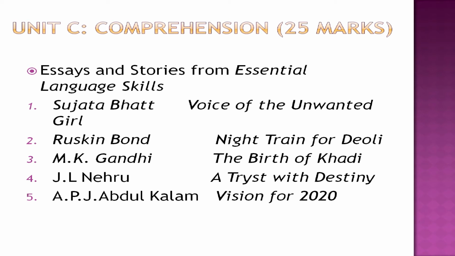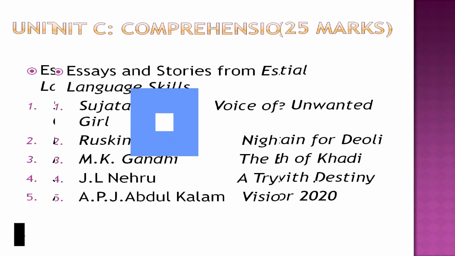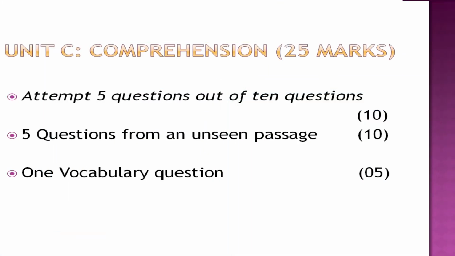The Birth of Khadi by Mahatma Gandhi, A Tryst with Destiny by Pandit Jawaharlal Nehru and Vision for 2020 by Dr. APJ Abdul Kalam. These are 3 essays prescribed for your study. In this Unit C, candidates will be required to answer 5 questions out of 10 questions from the prescribed text. Each question will be of 2 marks.